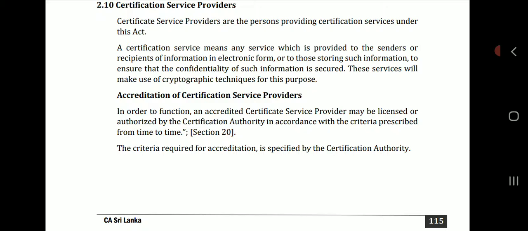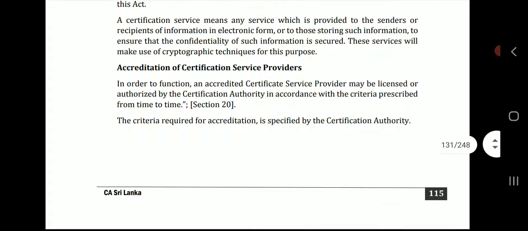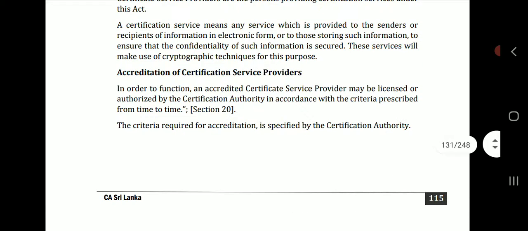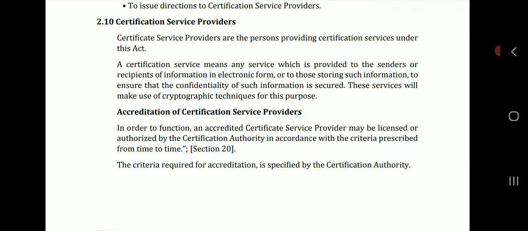A certification means that information provided to the sender's recipient in electronic form, and those storing such information, ensure that the confidentiality of such information is secured. These services will make use of cryptographic techniques for this purpose. Yes, exactly. So things that you send through mail and get back noted with thanks, things as simple as that, will also be covered under this act too.